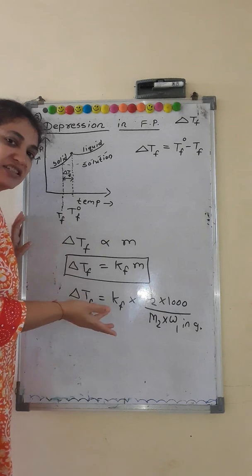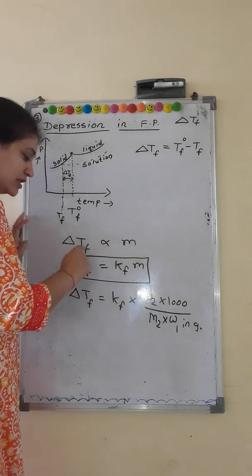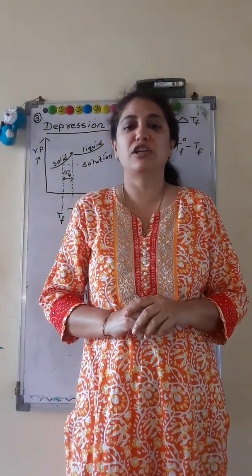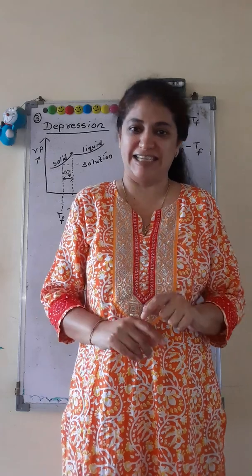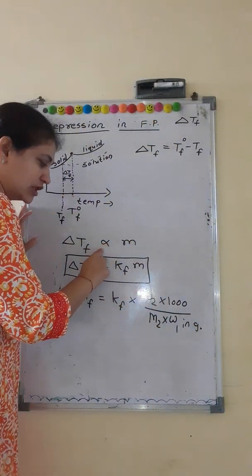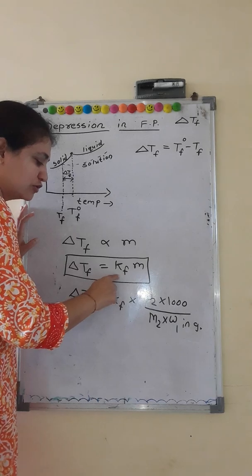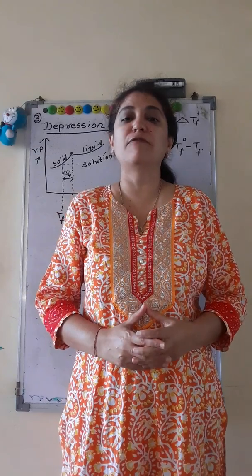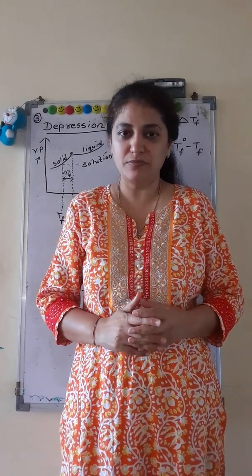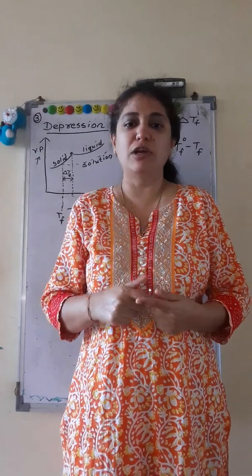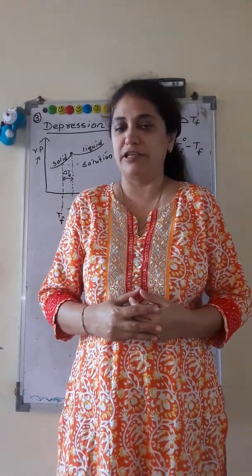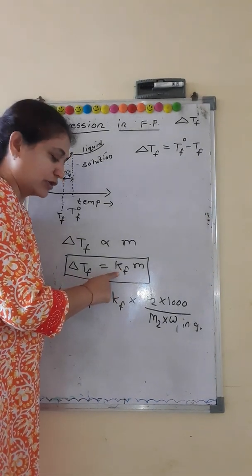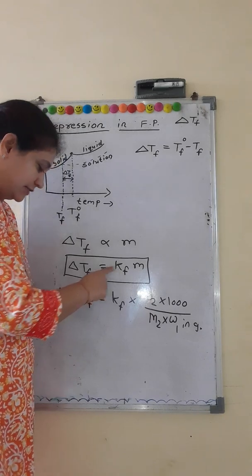Now as we have seen yesterday, delta Tb was proportional to m. Similarly, delta Tf is also proportional to m, that is concentration of solution, expressed in molality. So when I want to remove this proportionality sign, I have to introduce a constant, that is Kf, and Kf is molar depression in freezing point constant. Since it is calculated in molality, it is termed molar depression in freezing point. It is also known as cryoscopic constant. Another name for Kf is cryoscopic constant.